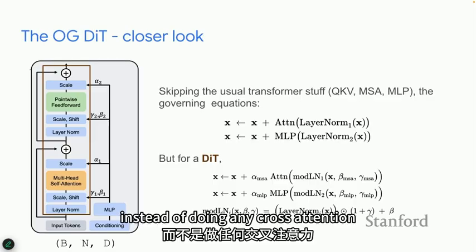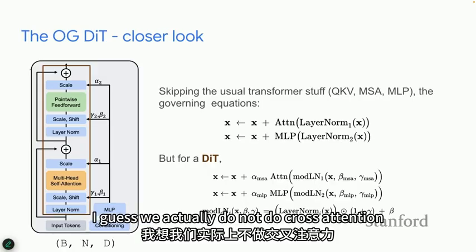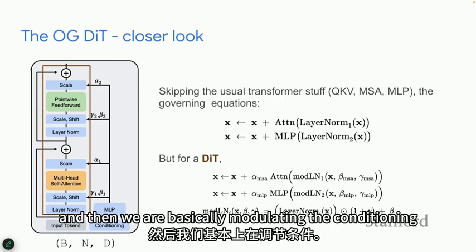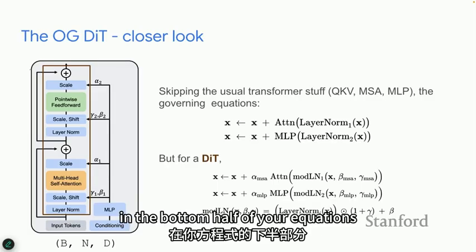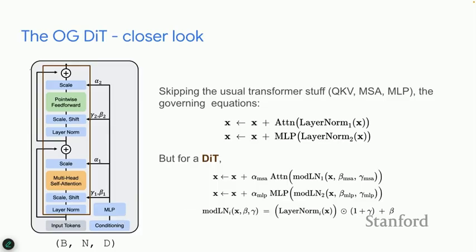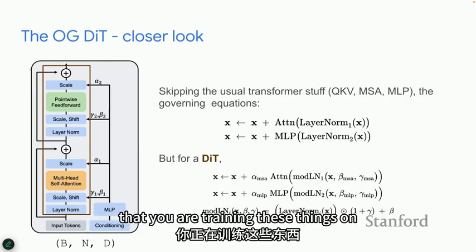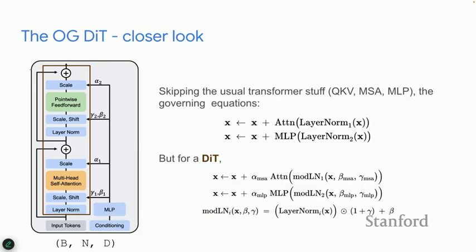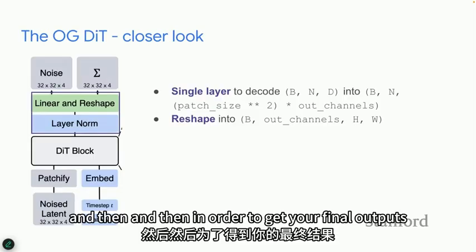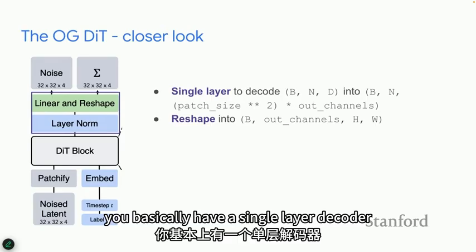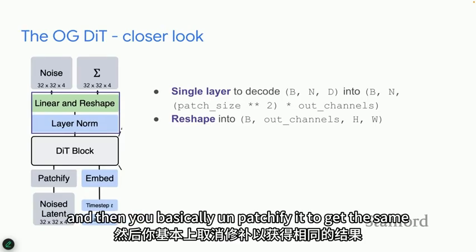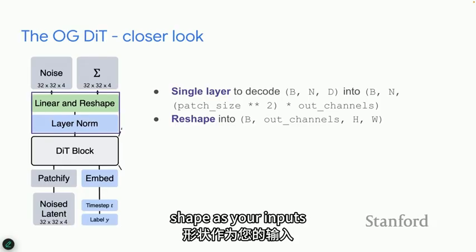Instead of doing any cross attention, which would have been a fairly natural choice, I guess, we actually do not do cross attention. We are still doing self-attention, and then we are basically modulating the conditioning along with self-attention, as you can see in the bottom half of your equations. And these modulation parameters are learned from the modality that you are training these things on. And then in order to get your final outputs, you basically have a single layer decoder, and then you basically unpatchify it to get the same shape as your inputs.